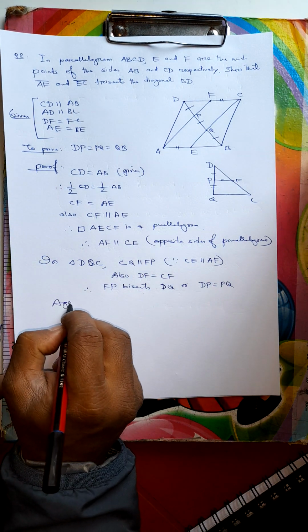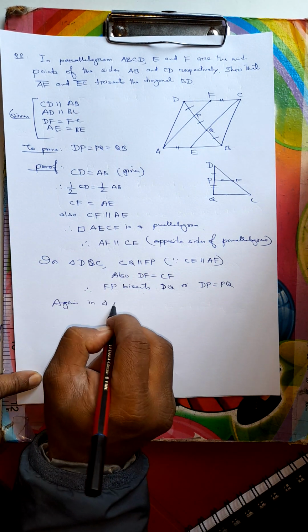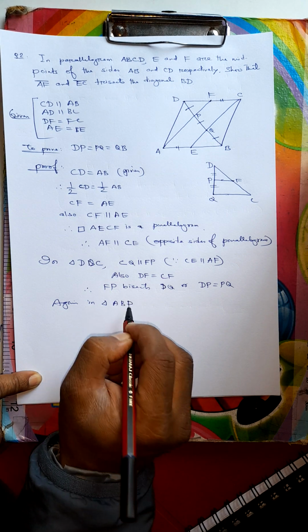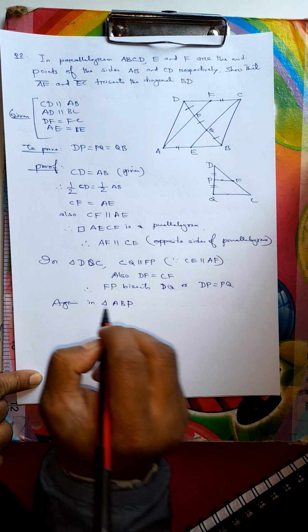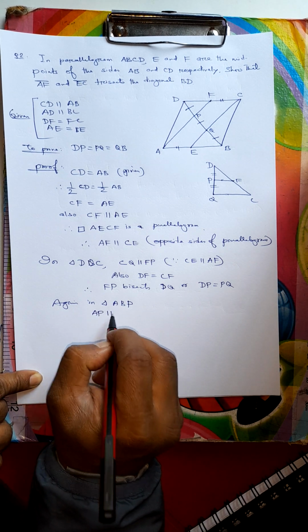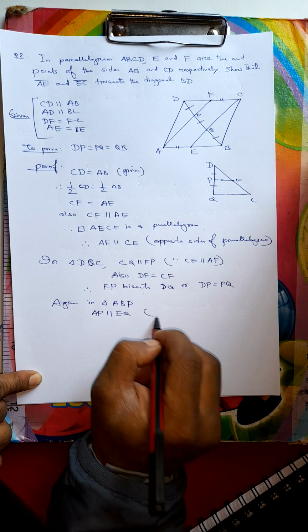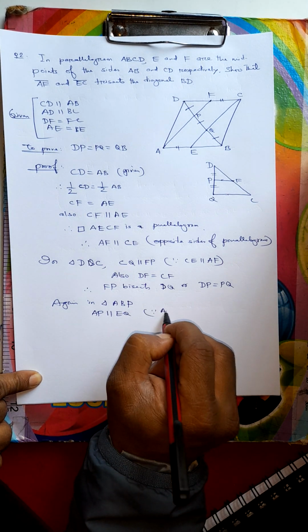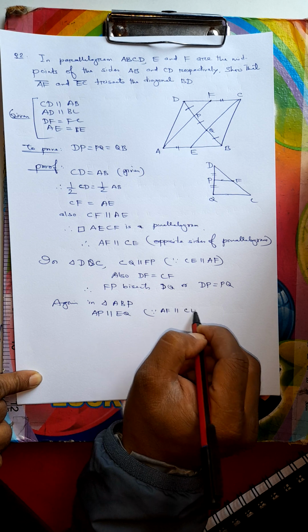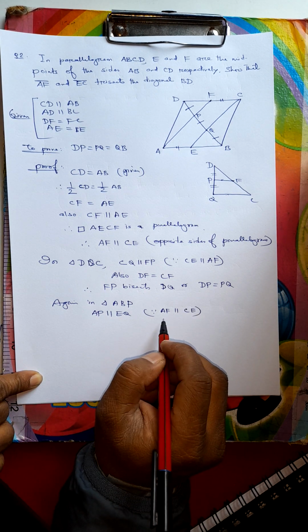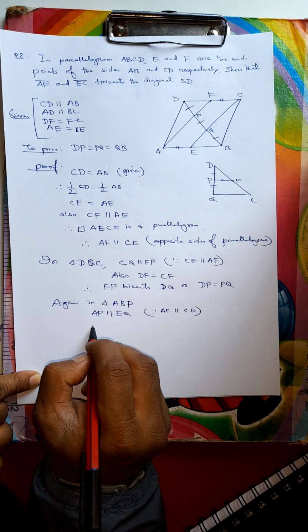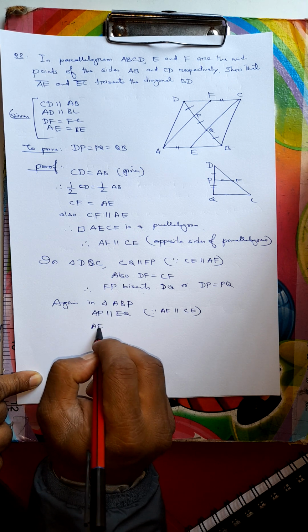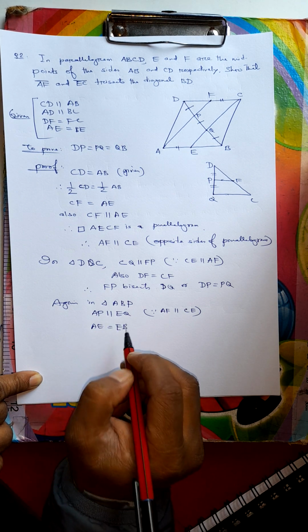Again, in triangle ABP, you see AP is parallel to EQ. Why? Since AF is parallel to CE. AP is a part of AF and EQ is a part of CE. And AE is equal to EB, right?